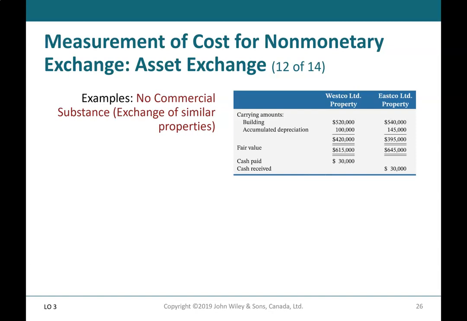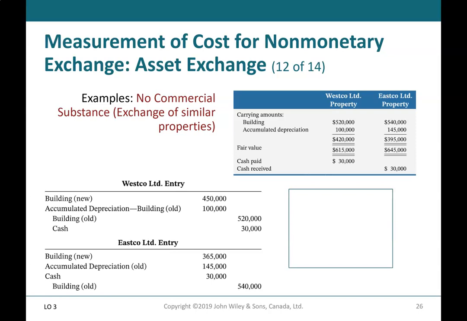For the Eastco property, the building is $540. The accumulated depreciation is $145 for a total of $395. The fair value is $645,000 and the cash received is $30,000. So Westco Ltd.'s entry would be debit building $450,000, so that's the new building. Debit accumulated depreciation building, that's $100,000 for the old. Credit the old building for $520,000. And then credit cash for $30,000.